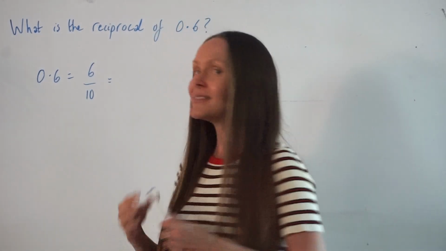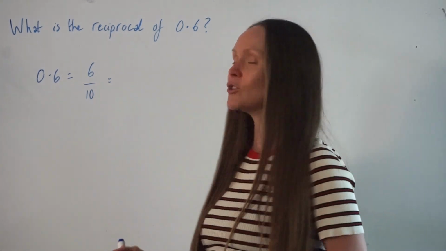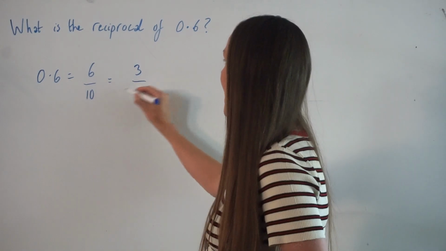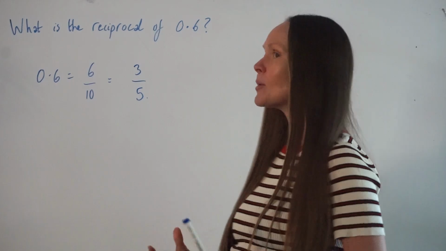Then, if you can, simplify the fraction. So here we can divide both the numerator and the denominator by 2. So 6 divided by 2 is 3, and 10 divided by 2 is 5. Okay, so now we've simplified the fraction.